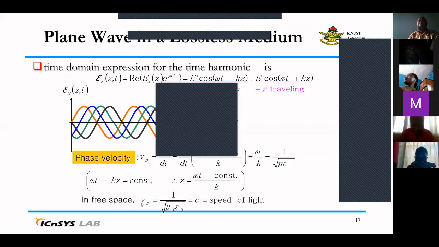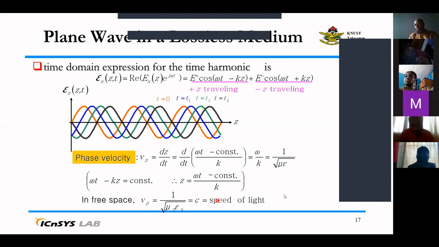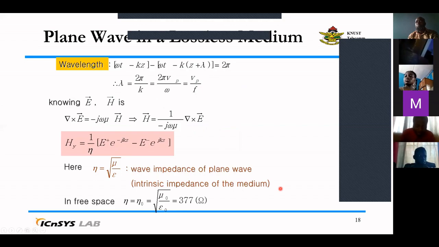Okay. So any such wave must travel with the speed of light given by Vp here, which is 3.0 times 10 to the power 8.